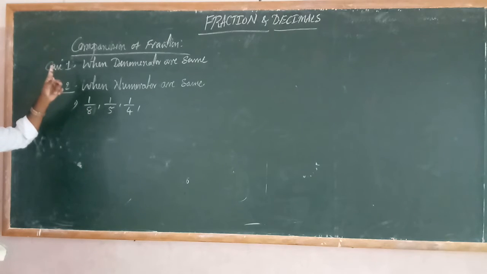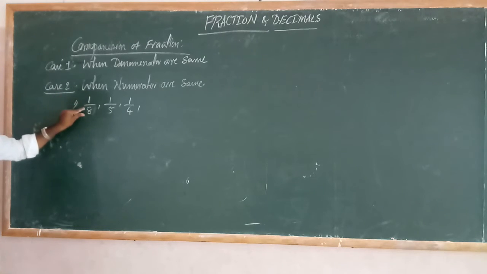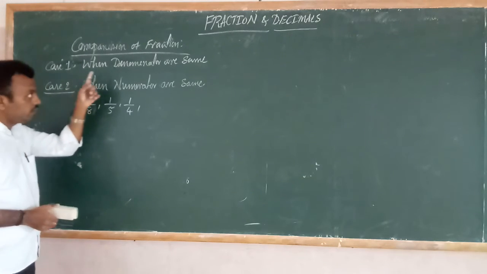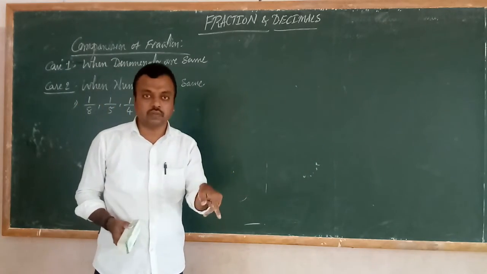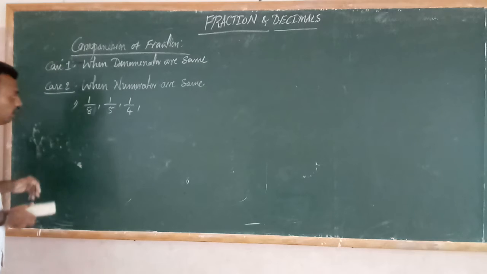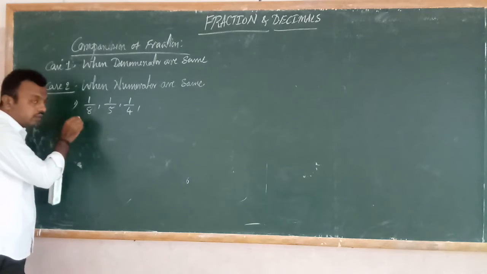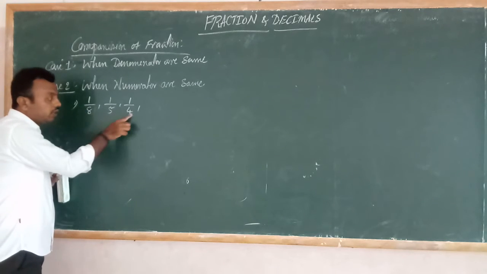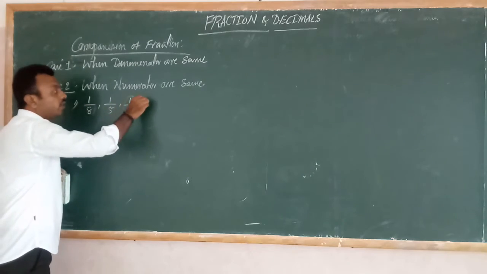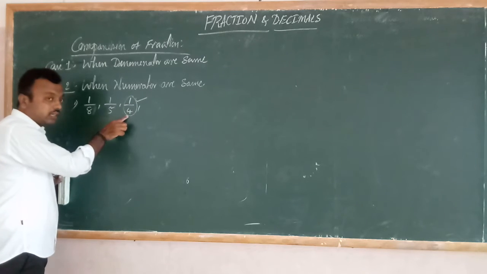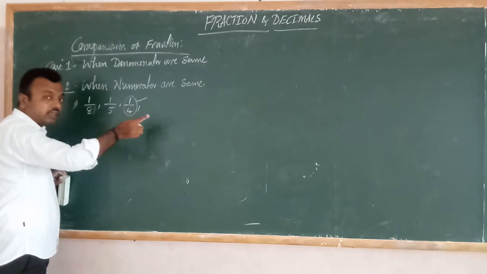In case number 1, the denominators are same, you have to depend on the numerator. Here the numerators are same, so you have to see the denominator. In that case, whichever is smaller is the smaller fraction, whichever is bigger is the bigger fraction. But here it is not like that. Which is the smaller numerator here? 4 is the smaller denominator, but 1 by 4 is the bigger fraction. Whichever denominator is smaller, that fraction is bigger.